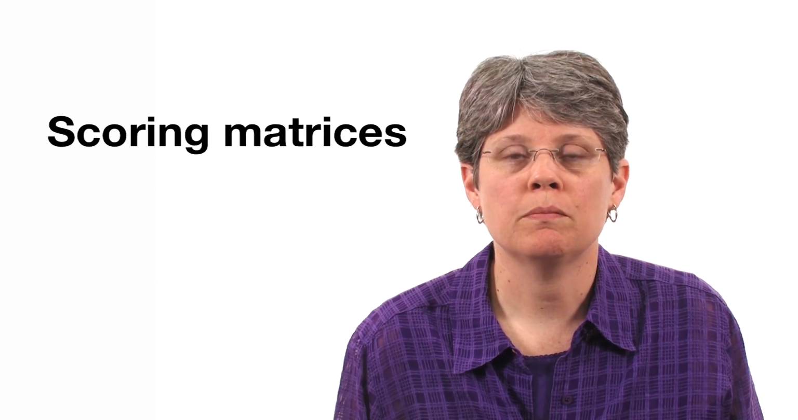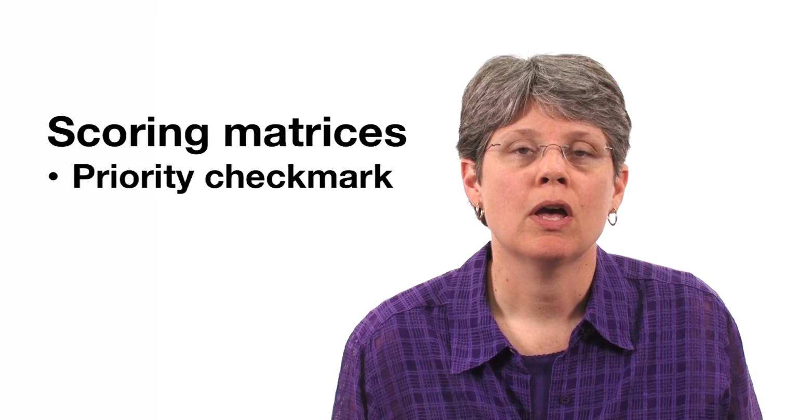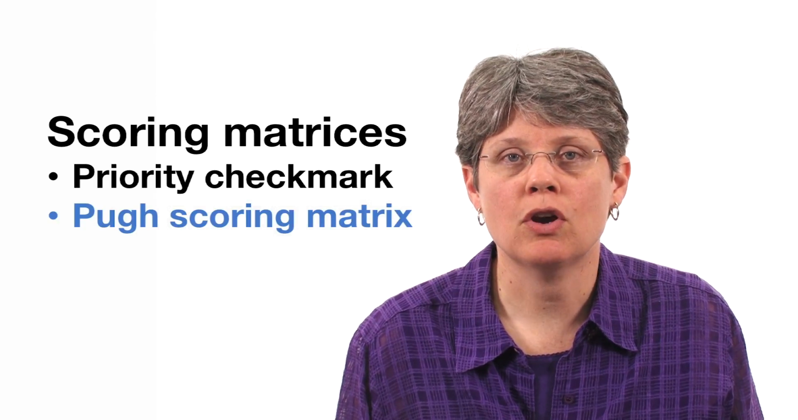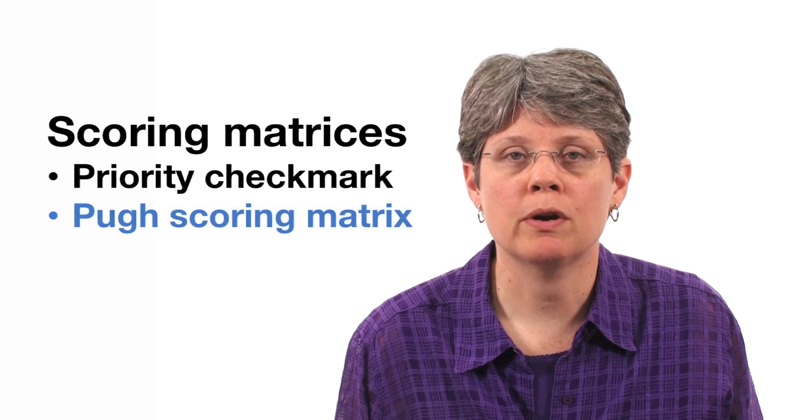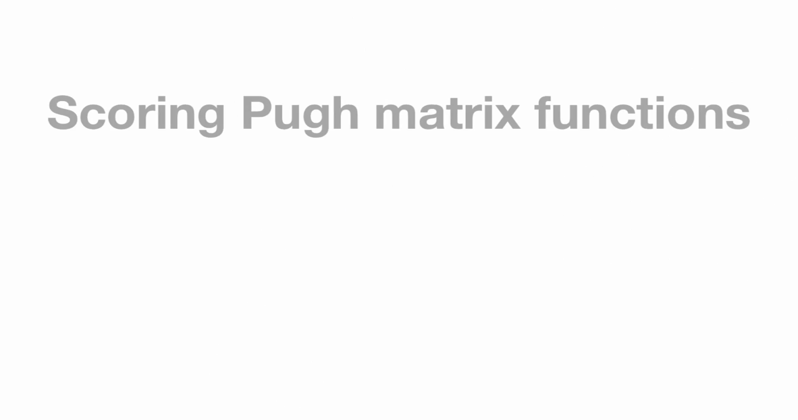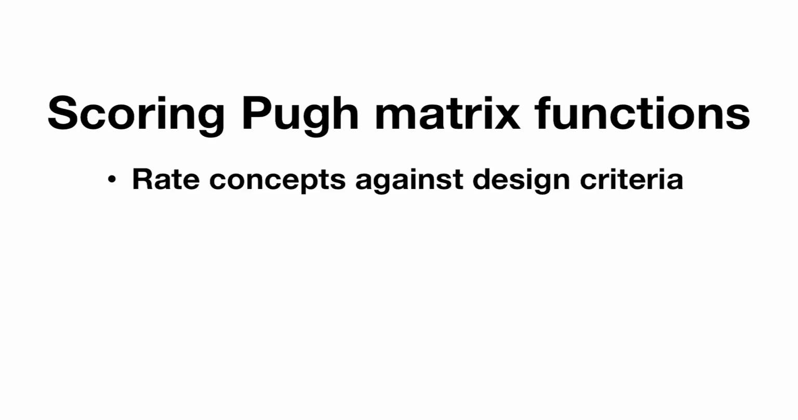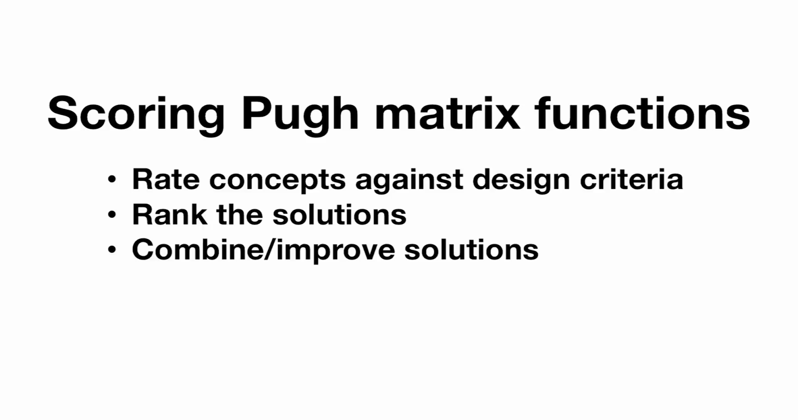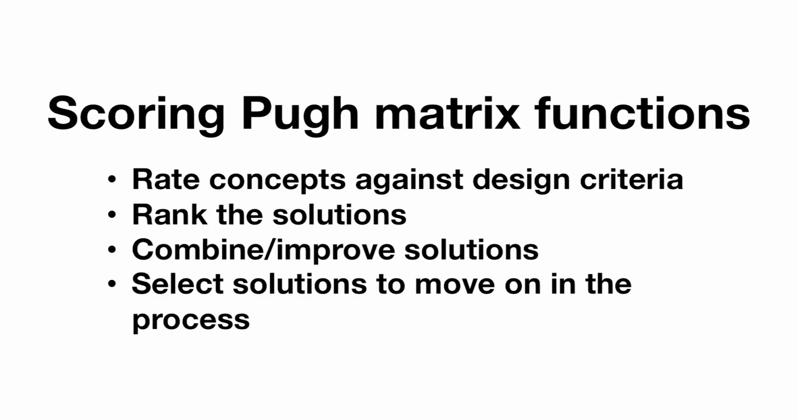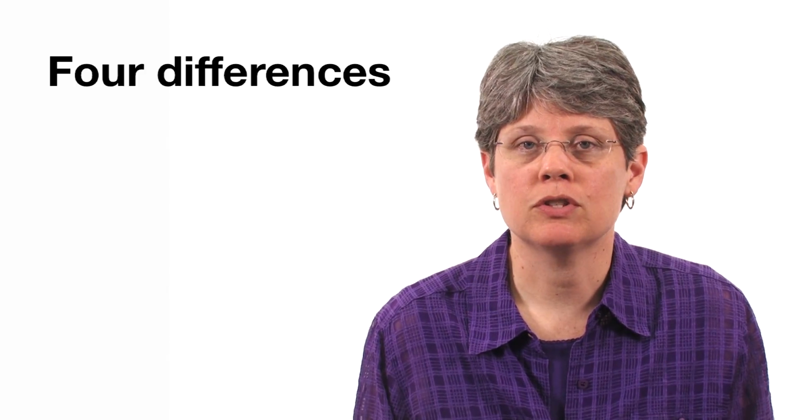There are two types of scoring Pugh matrices, the priority checkmark and the Pugh scoring matrix. In this video, we're going to go over how to set up a scoring Pugh matrix. So like a screening Pugh matrix, a scoring Pugh matrix allows you to rank concepts against design criteria, rank the solutions, combine and improve, and select solutions for further evaluations. We're going to use the same 7 steps in setting up and running a scoring Pugh matrix as we did for the screening Pugh matrix. However, there are 4 differences.